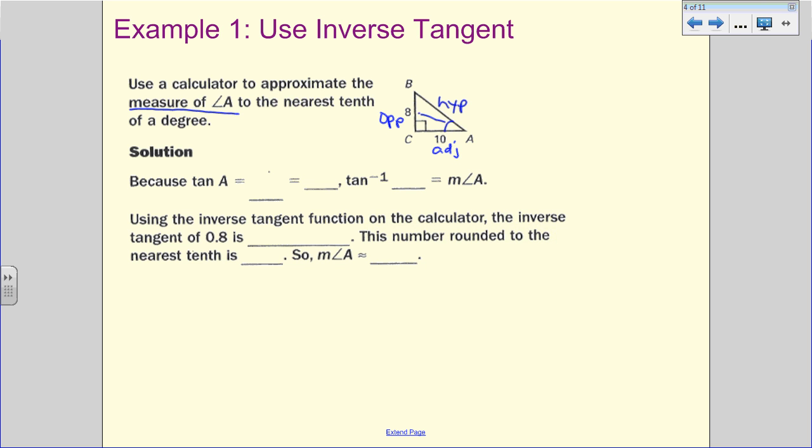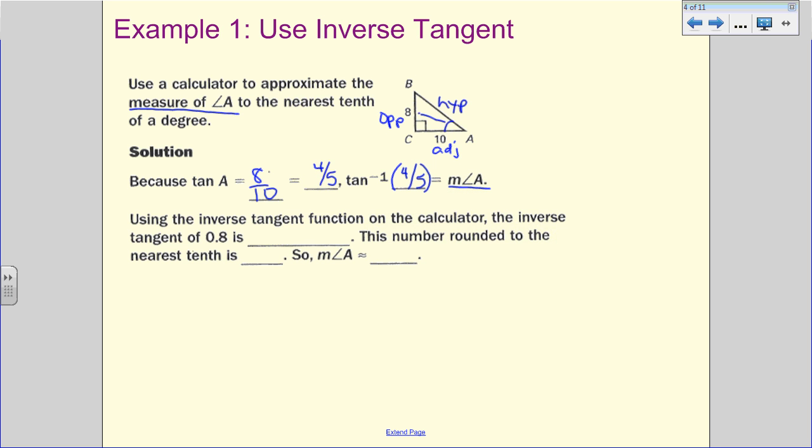Your book is quite nice to you today, guys, because it'll tell you use inverse tangent. Okay, and then they'll give you a set of problems to do that. I'll use inverse tangent. The tangent of A is equal to opposite over adjacent, okay? Which is 8 over 10, or you can call it 4/5. Okay, if you want to simplify it, you don't have to simplify your fractions. Okay, guys? That means the tangent inverse of 4/5 will equal the measure of angle A.